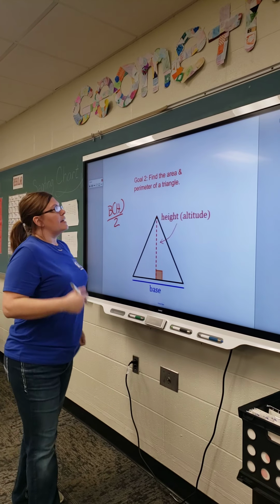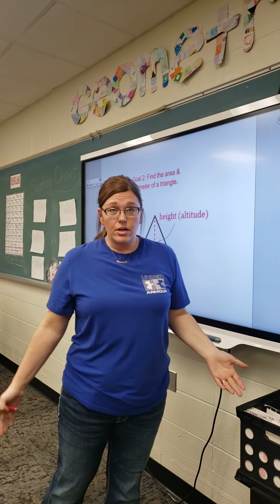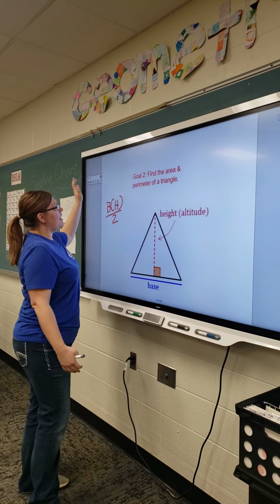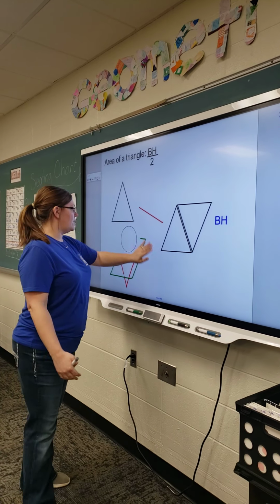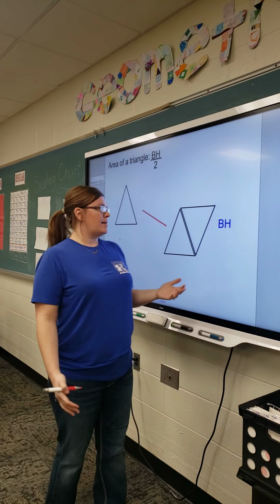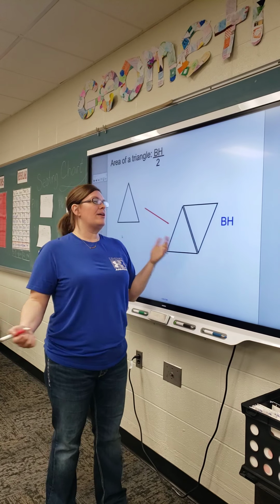All right, second goal, find an area and perimeter of a triangle. You already know this formula. This isn't new to you. It's base times height divided by 2. I don't know if I've ever told you why, but let's take a look. So we know a parallelogram is base times height. We talked about that. Isn't that just 2 triangles in a parallelogram?